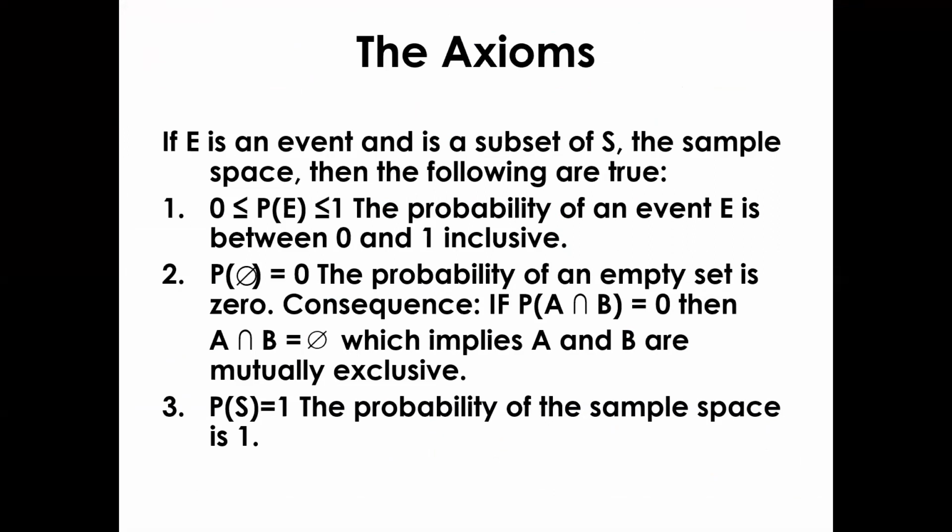If E is an event, and it's a subset of S, where S is the sample space, then the probability of any event will lie between 0 and 1. I think I said that before. If you take a look at this sign, that is what we call the empty set. An empty set is just like a set that does not have any item in it, and the probability of an empty set is 0. That's exactly what I'm trying to showcase right here.